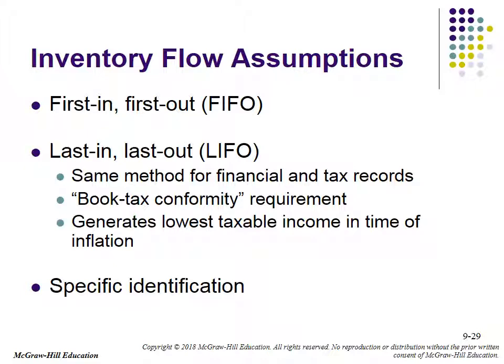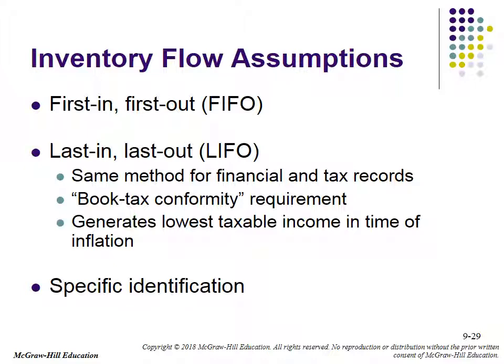You can do last in. That's supposed to be last in, first out. And what this is saying is that the last items you purchased, or the newest stuff in inventory, are assumed to be sold first. So when you sell something, you'll say, what's the last thing I bought? I'm going to put that into cost of goods sold.